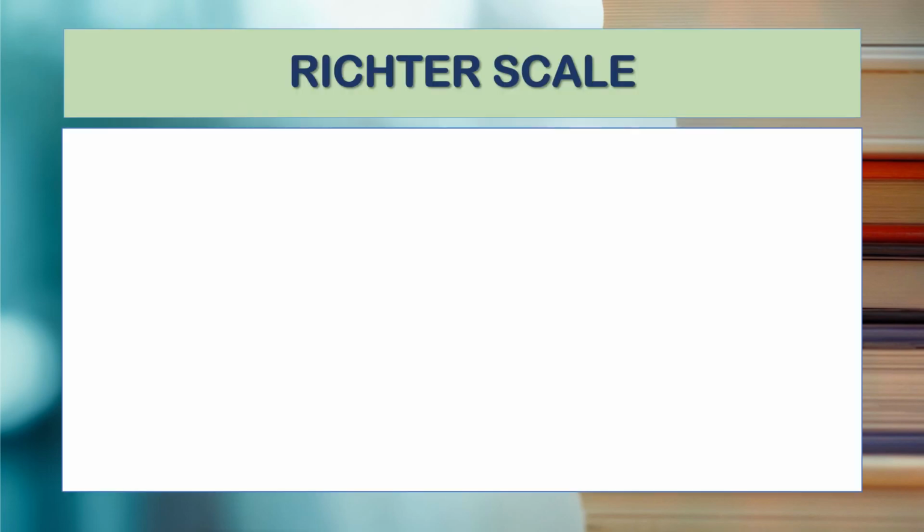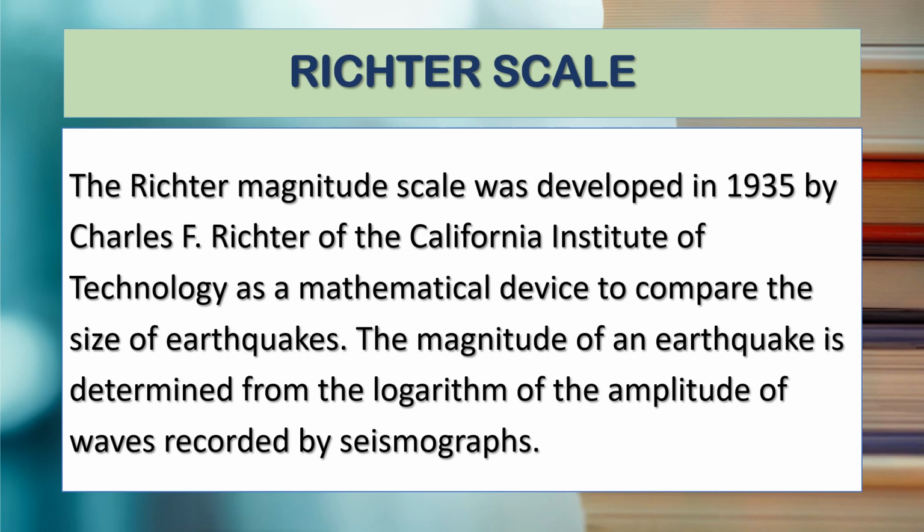We have here the Richter scale. The Richter magnitude scale was developed in 1935 by Charles F. Richter of the California Institute of Technology as a mathematical device to compare the size of earthquakes. The magnitude of an earthquake is determined from the logarithm of the amplitude of waves recorded by seismographs.